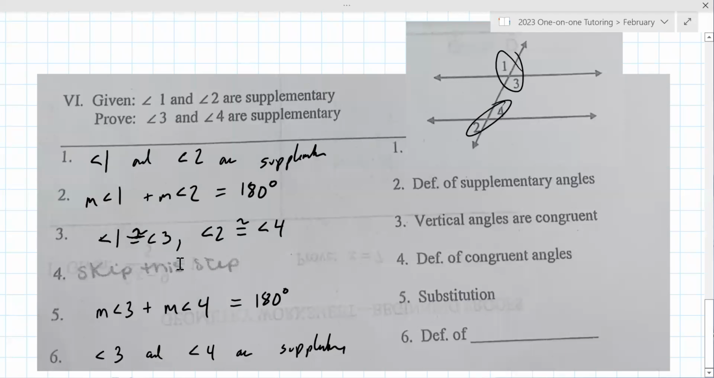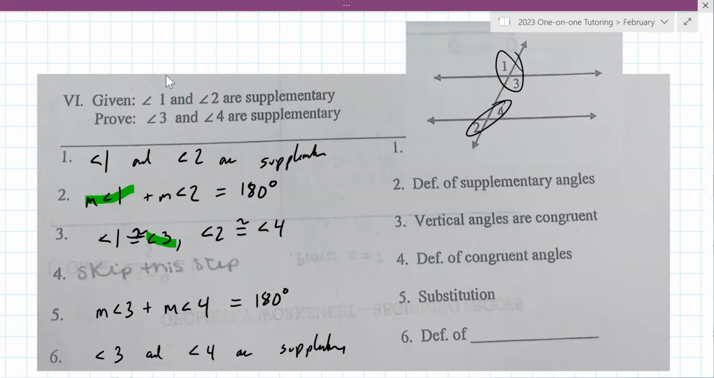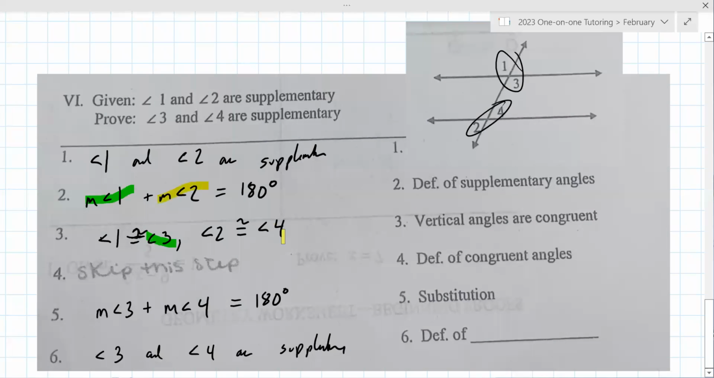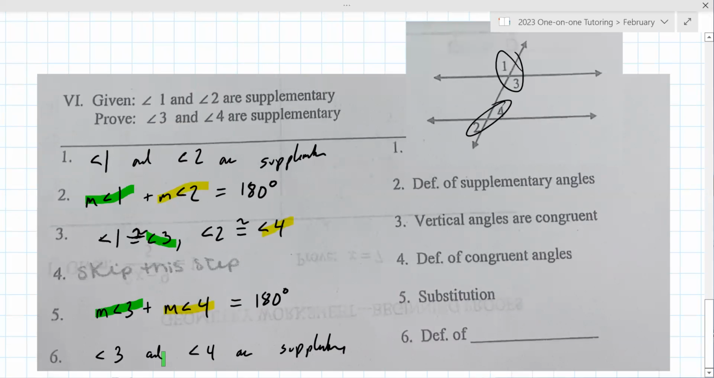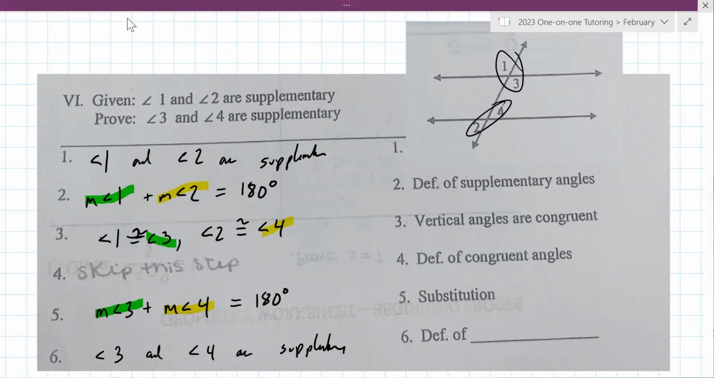Okay, now since measure of angle 1 is the same as measure of angle 3, that's where they're making the substitution, saying 1 is really 3 and 2 is really 4, and that's where they get this next line here. They're piecing it together. Now the answer here is I guess definition of supplementary angles.